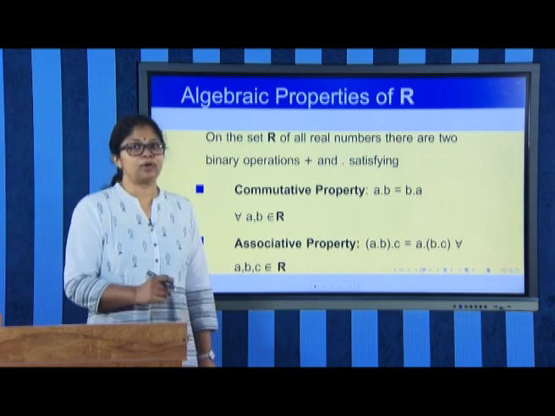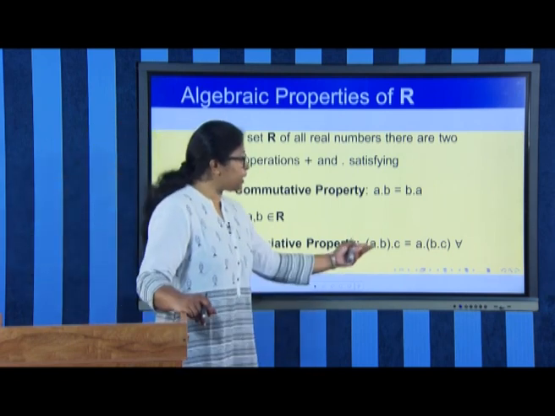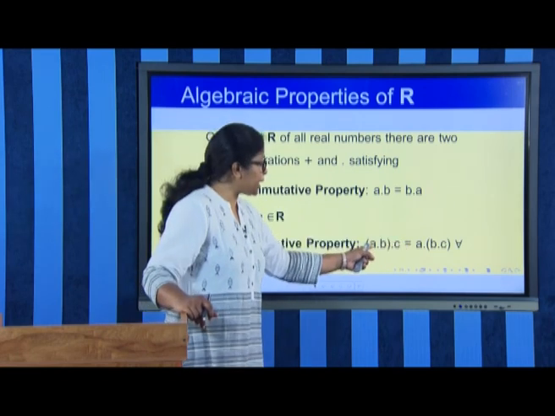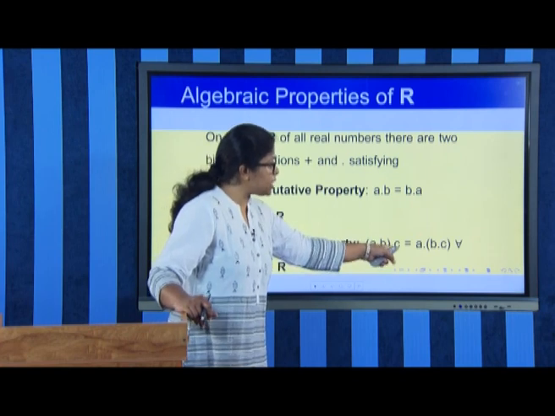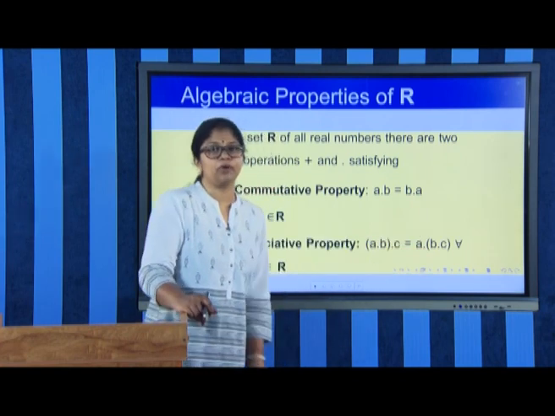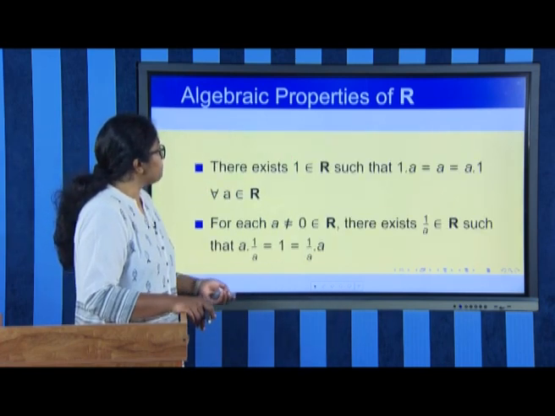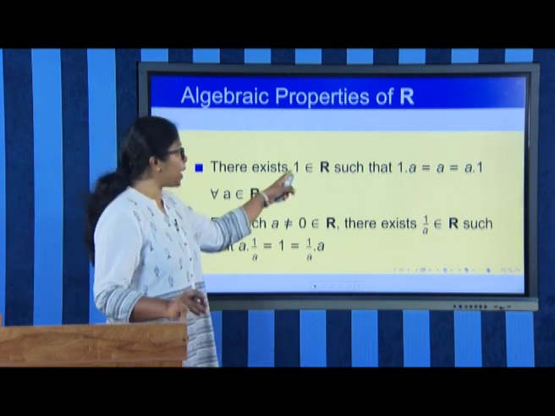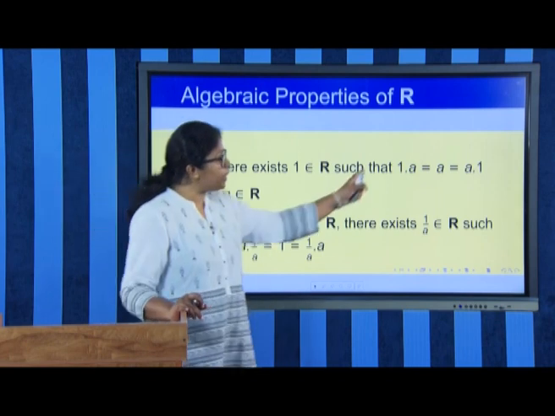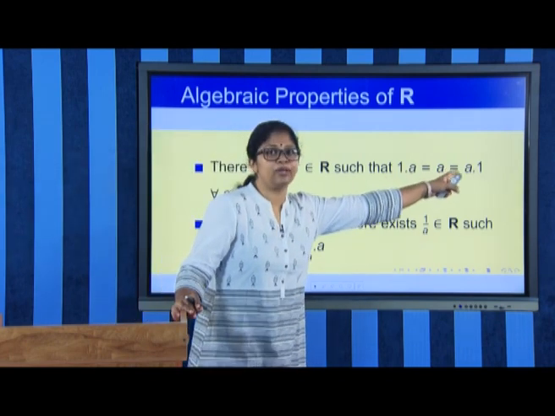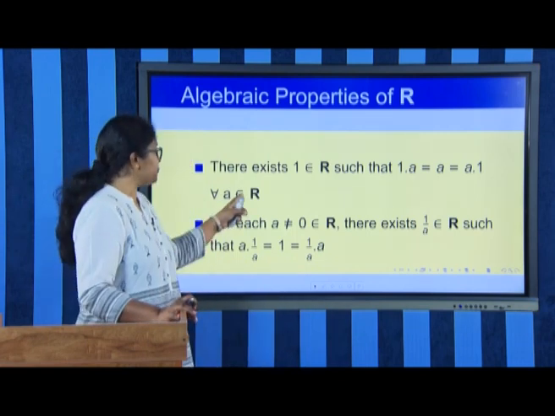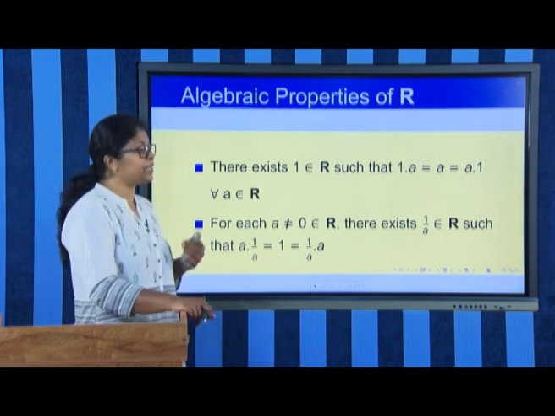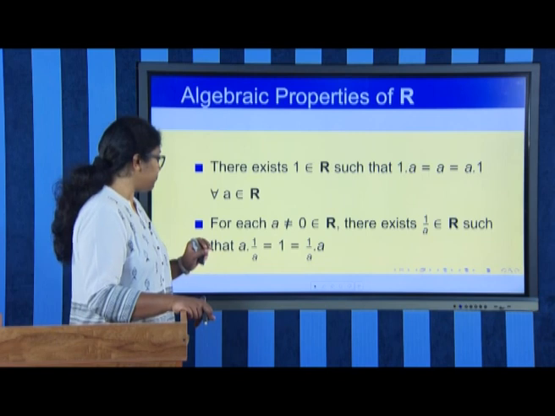The second property is what is called the associative property, where we have three elements a, b, c in R, and the order in which they can be multiplied can also be any order. (a into b) multiplied with c is equal to a multiplied with the product of b and c. Then, like we had a 0 in the case of addition, we have a number 1 element of R, such that 1 into a is equal to a is equal to a into 1 for every real number a. That is, 1 is called the multiplicative identity. 1 when multiplied with any element gives the same element.